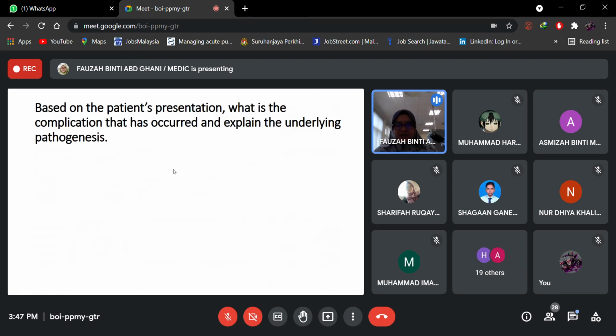Okay, so coming back to this case, what is the complication that has occurred that you can see or appreciate from the information that we have so far? And can you explain the underlying pathogenesis? I think we've touched on this a little bit earlier, but just to re-emphasize this point.